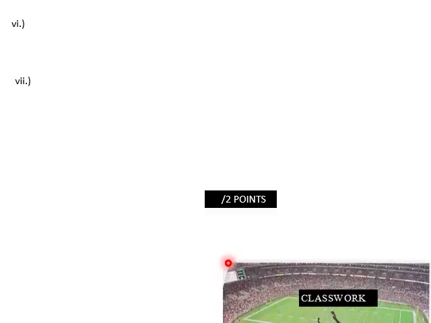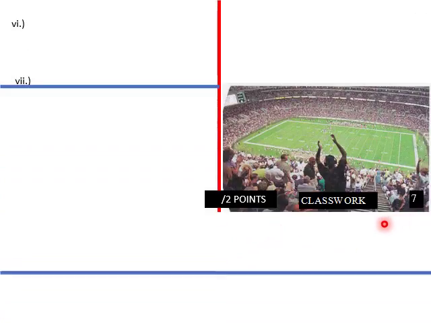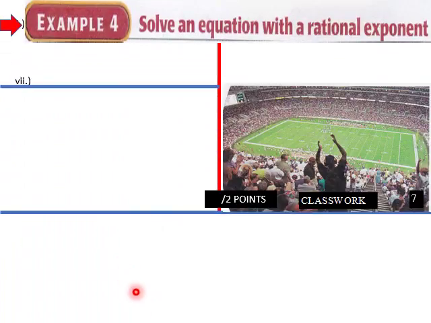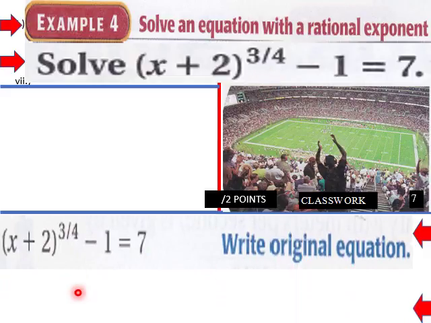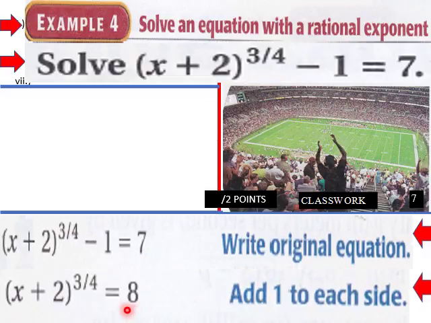So let's go to page 7 now on your classwork sheet. Solve an equation with a rational exponent. This is our equation here. So there is our original. So what do we do? We add 1 to both sides. This goes over there. We have this situation now.